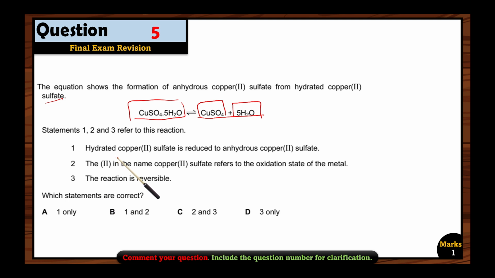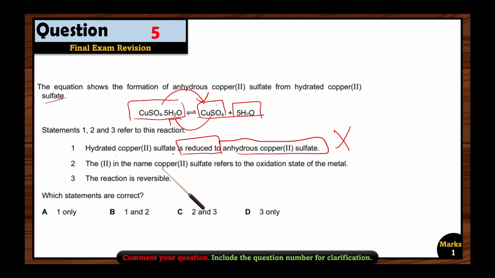So let's see, hydrated copper sulfate is reduced to anhydrous copper sulfate. The word reduced is wrong because this is not an oxidation-reduction reaction. This is simply a hydration reaction in which water molecules are added or removed. So the first statement is wrong.